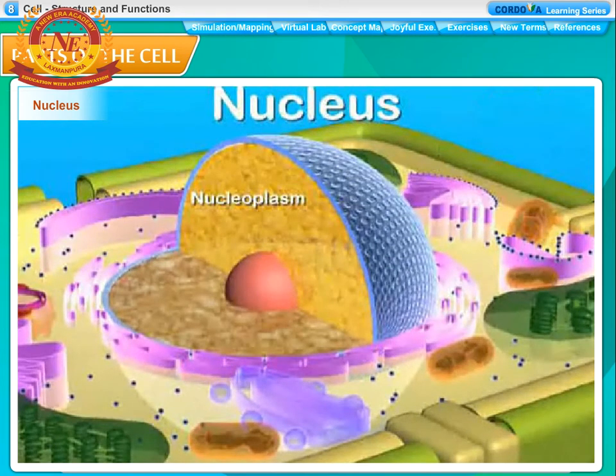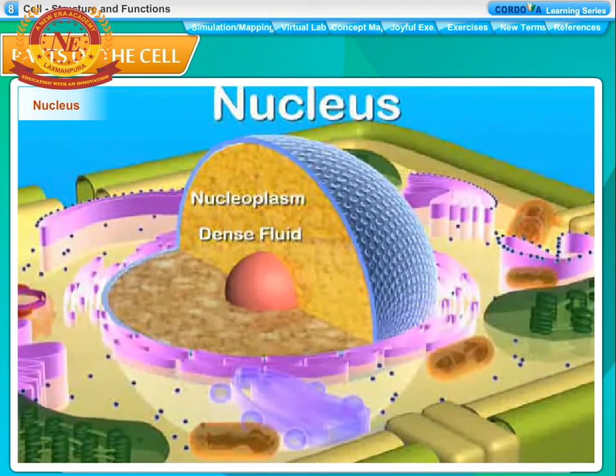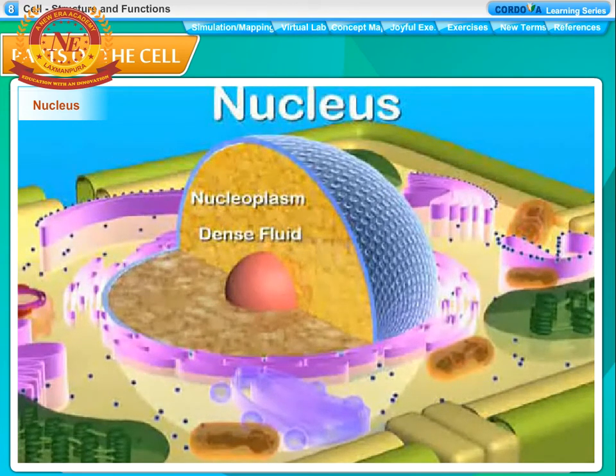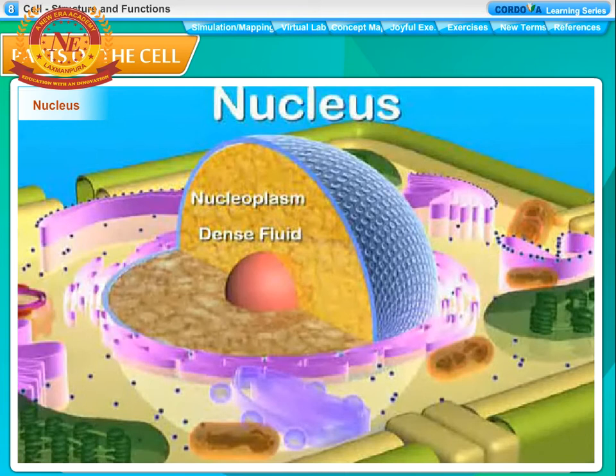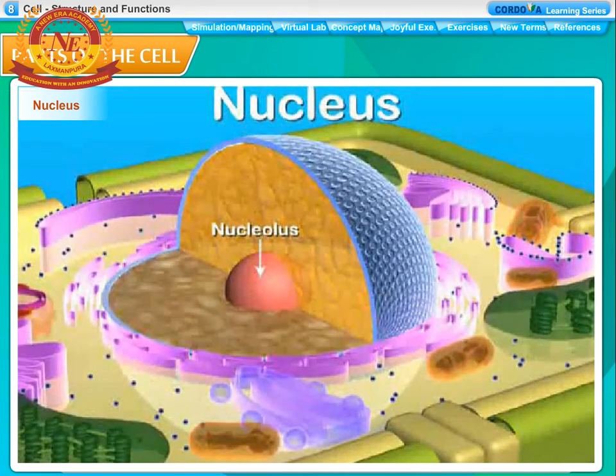Nucleoplasm. A dense fluid in the nucleus is called nucleoplasm. Nucleolus. It is a small spherical body present inside the nucleus.